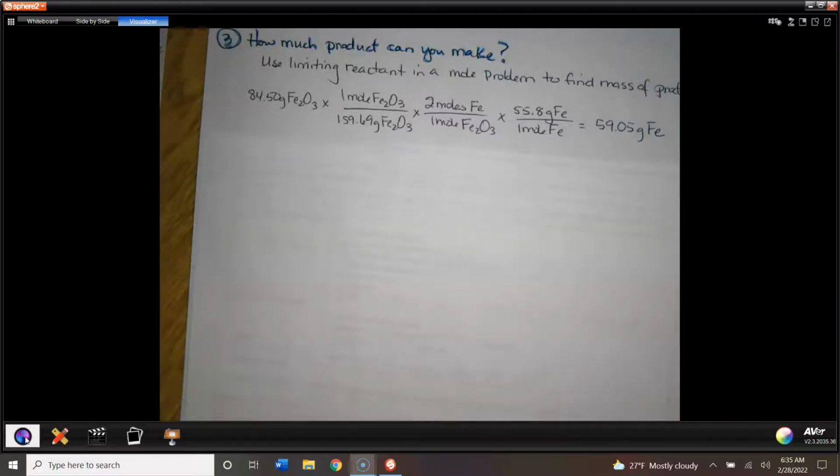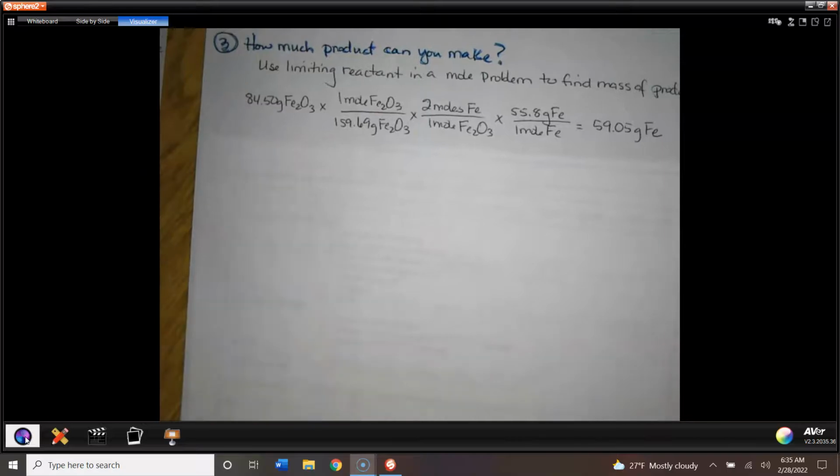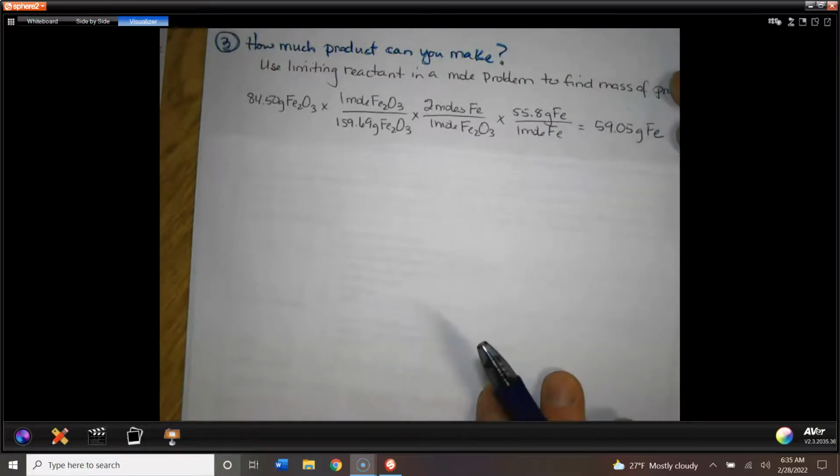From here on out, now that you know what's limiting, you always want to start problems with that limiting reactant, because that's a given amount. You don't want to use a calculated amount unless you have to. So that's why you're going to see me do what I do in the next couple problems.